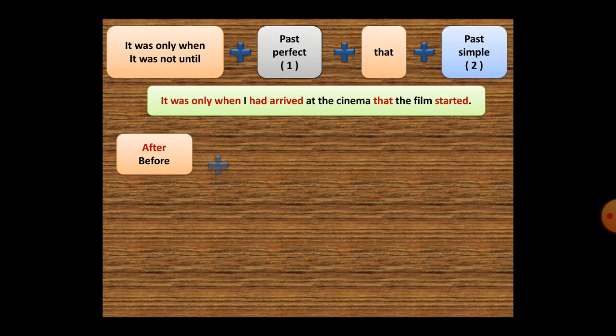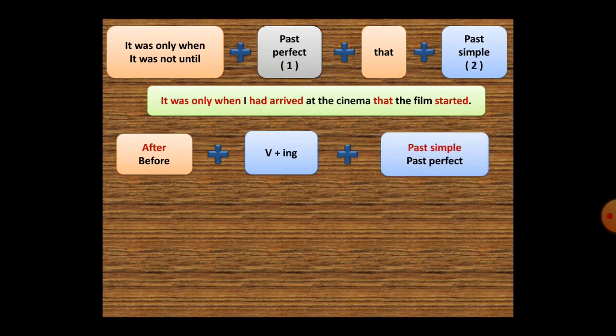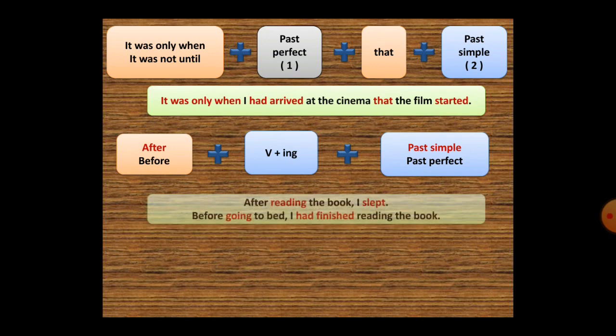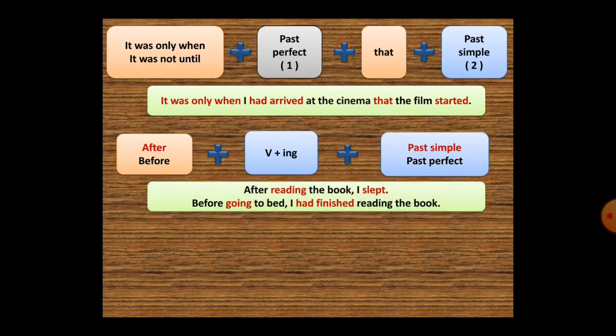After or before, and that's a very important point, could be followed by verb plus ing, but the form of the second sentence is going to be past simple if we are talking about after, and past perfect if we are talking about before. Here's an example: after reading the book, I slept, the second action. But before going to bed, I had finished, the first action, had finished reading the book.